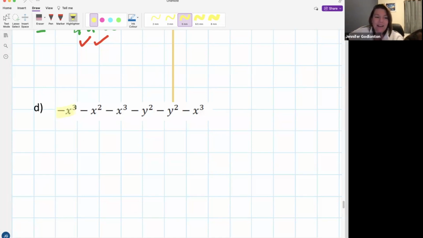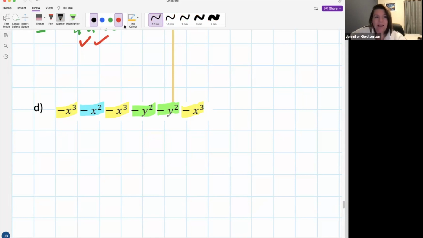So we've got negative x cubed, and another negative x cubed, and then another negative x cubed. Cool, that's our first one. Then I've got negative x squared over here, it's the only one. And then I've got negative y squared and a negative y squared. Okay, not so bad. Remember they're ones.